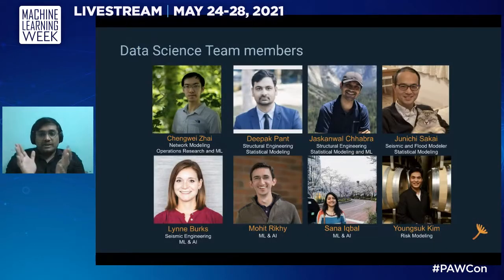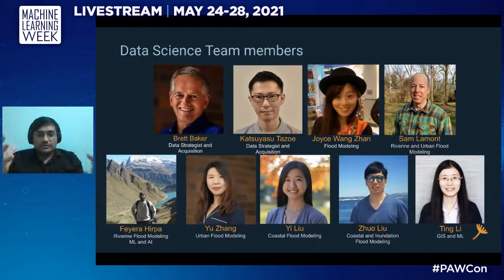What I will be presenting today is not an individual work, but work done by the team. We have deep expertise in different areas, ranging from structural engineering, seismic and flood modeling, risk modeling, network modeling, and machine learning. We have deep expertise on flood, and a dedicated team focusing just on getting the datasets we need for our modeling purposes, which the data scientists can then use to develop their models.